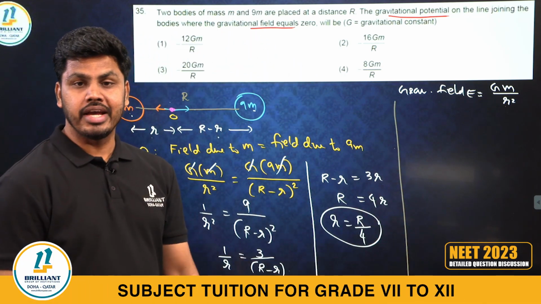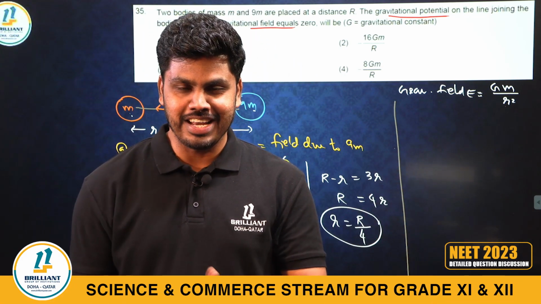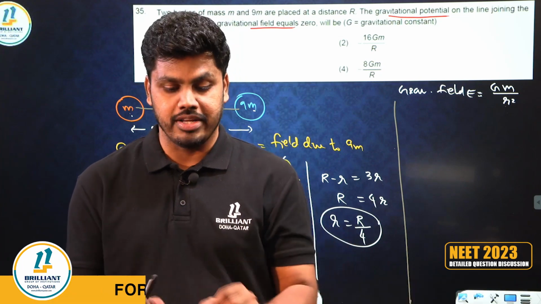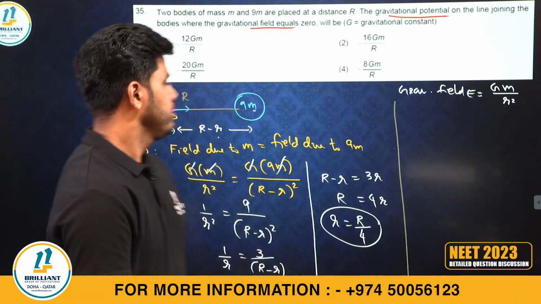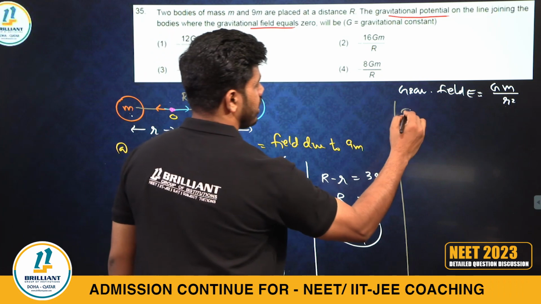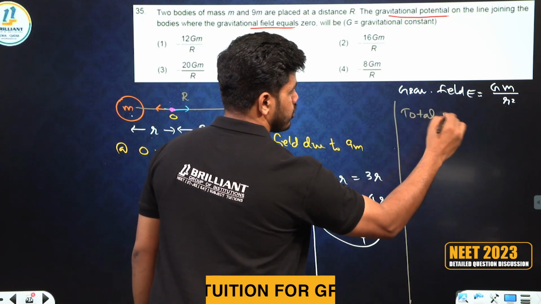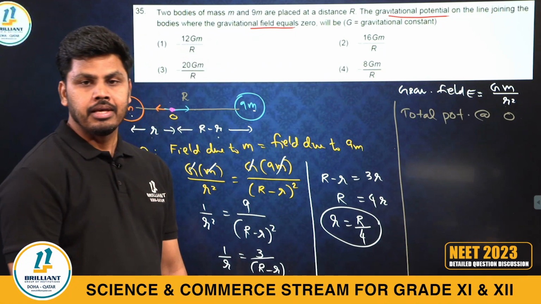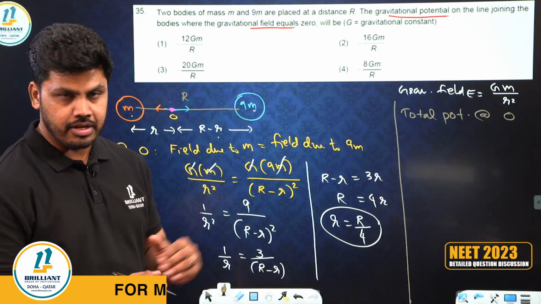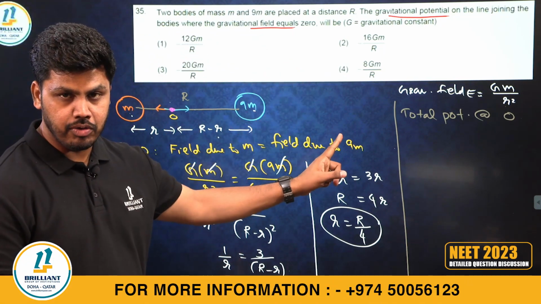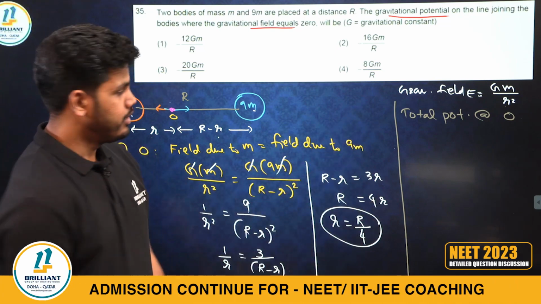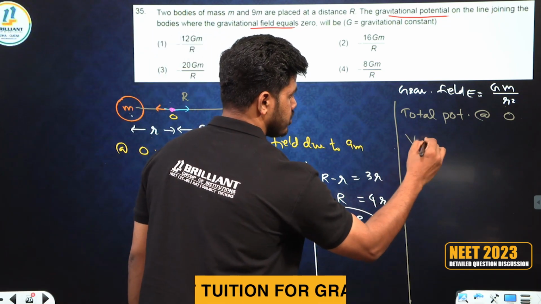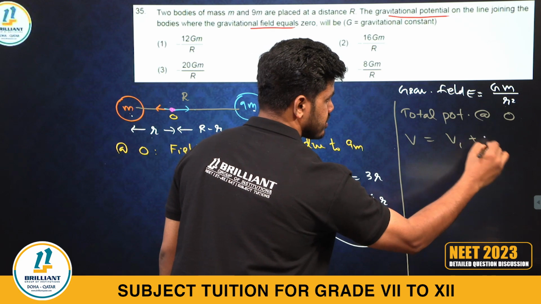Okay, so we located the point. That is not the final answer, right? We have to calculate the total potential at that point. Now the total gravitational potential at O is to be calculated. We know the expression for gravitational potential, V equals minus Gm by r, correct? So the total potential is going to be V1 plus V2.